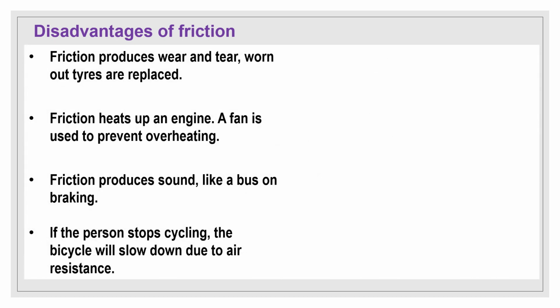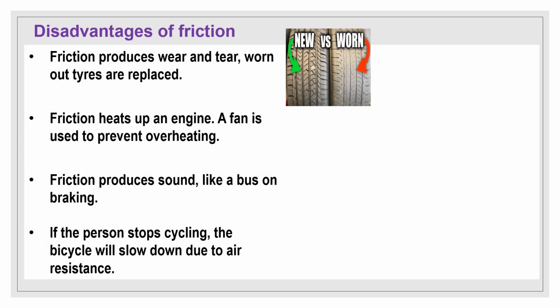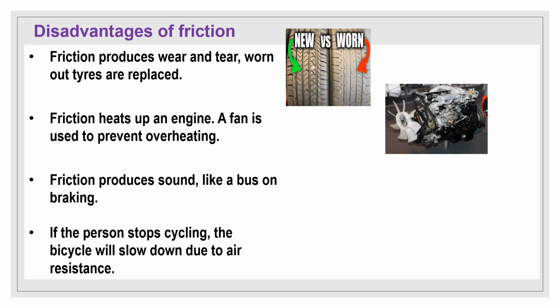But friction, does it have only advantages? It has some disadvantages. Let us see. Friction produces wear and tear. Worn out tires have to be replaced. Friction also produces heat in an engine. So a fan is used to prevent overheating.